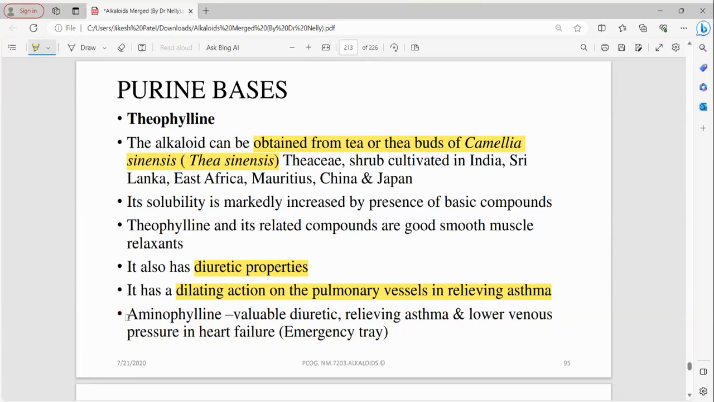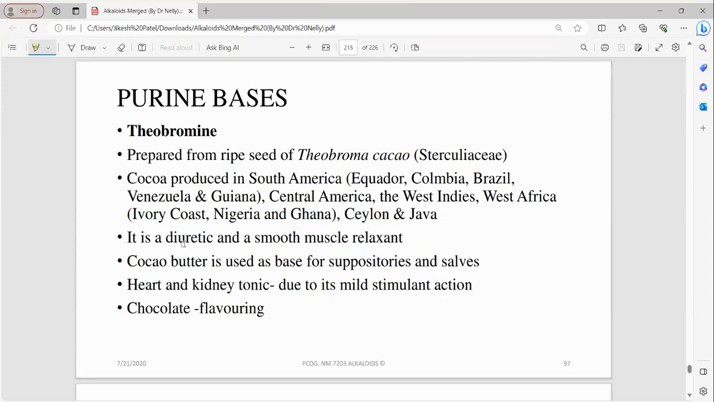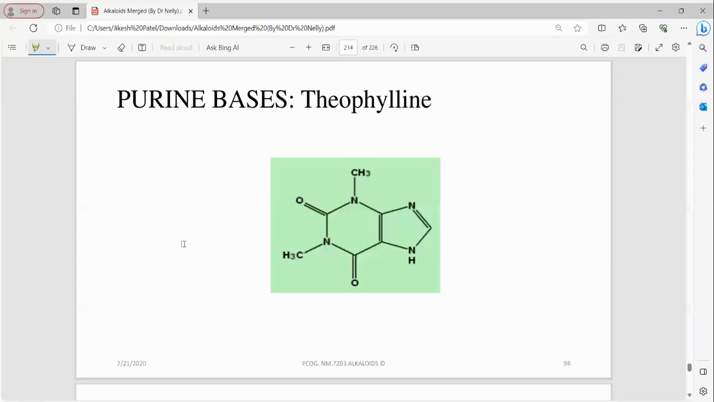They are good smooth muscle relaxants. We know asthma: in asthma there'll be bronchoconstriction, but you give theophylline. Why? Because it's a bronchodilator. They relax that smooth muscle. It also has that diuretic property. It has a dilating action on the pulmonary vessels, relieving asthma and lowering venous pressure, because they relax smooth muscles even in the bloodstream.